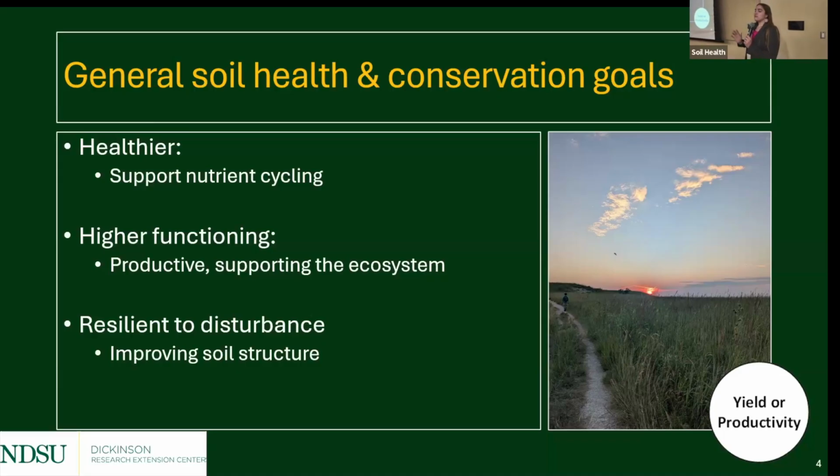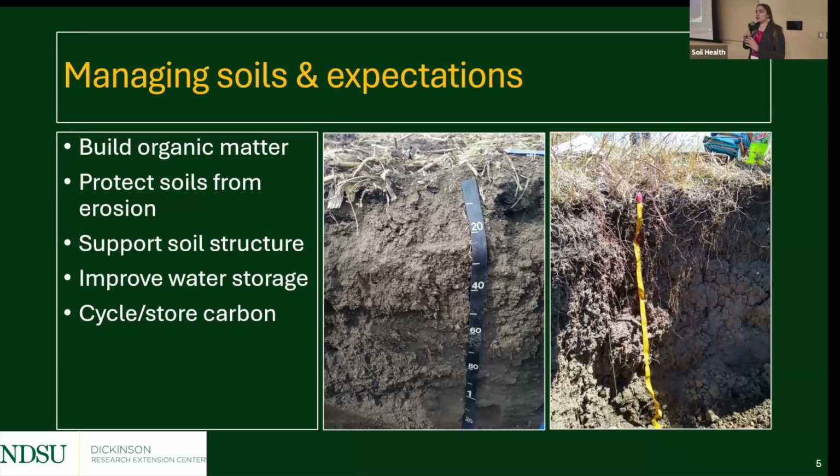And one of the most important things that we talk about when we're talking about soil health is the resilience to future disturbances. If we get a really big, 2 inches of rain in an hour situation, do we have strong soil structure in place to respond to that disturbance without having really serious losses? So we have these goals, to build organic matter, protect soils, and it's important when we're making these management decisions to also manage our own expectations.